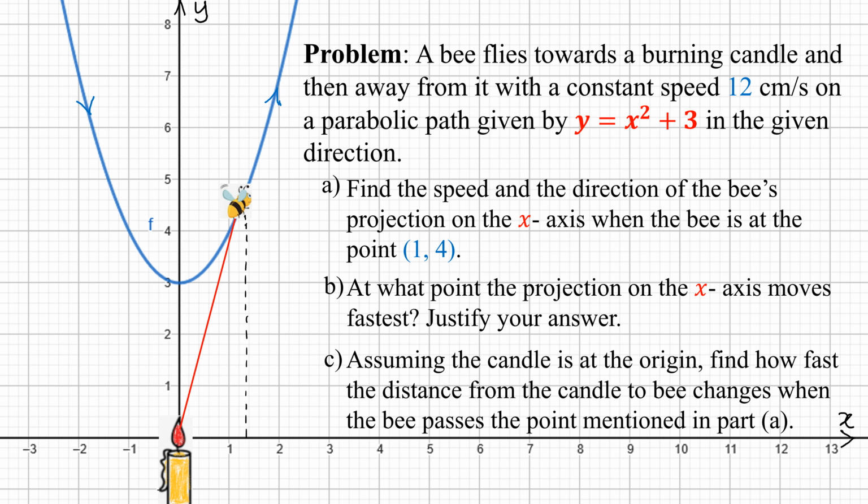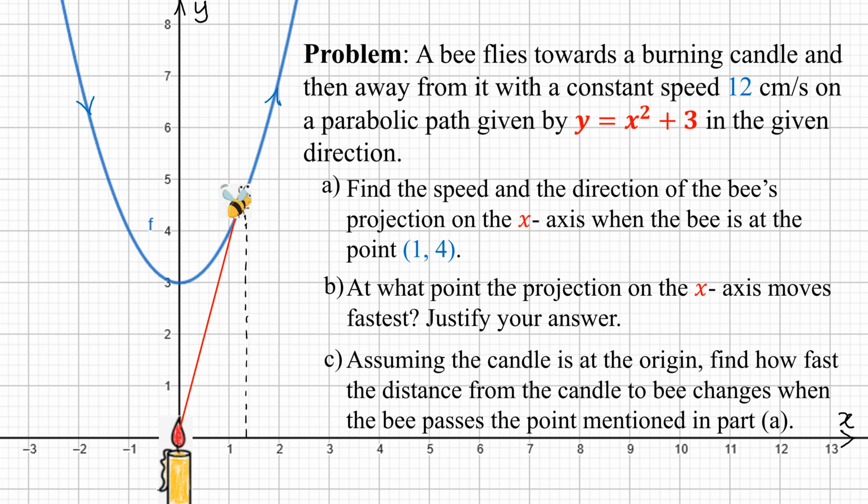We have a very interesting problem. It says a bee flies towards a burning candle and then turns away from it with a constant speed of 12 centimeters per second on a parabolic path given by y equals x squared plus 3 in the given direction.